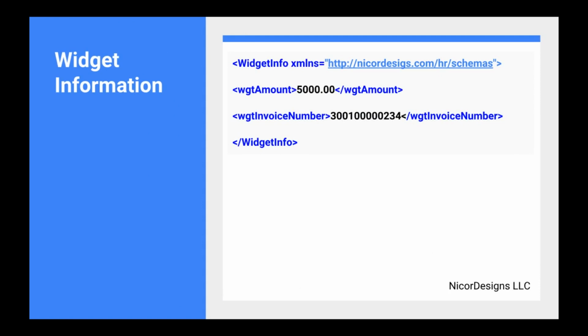Second, we have the widget information. This is the information on the widget that the applicant wants to insure with our company. This XML element contains the widget cost amount and the invoice number of the widget. This is, of course, the invoice number from the widget company.